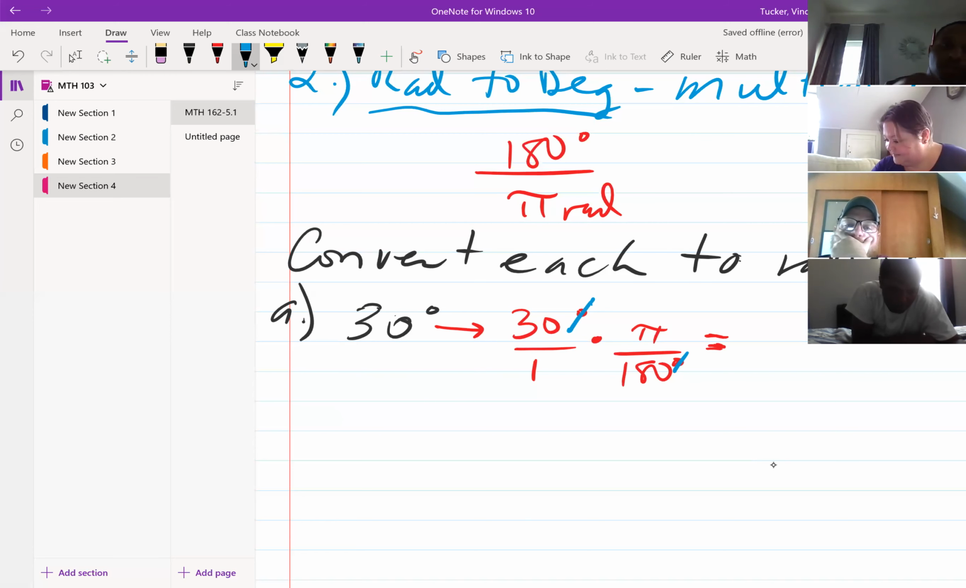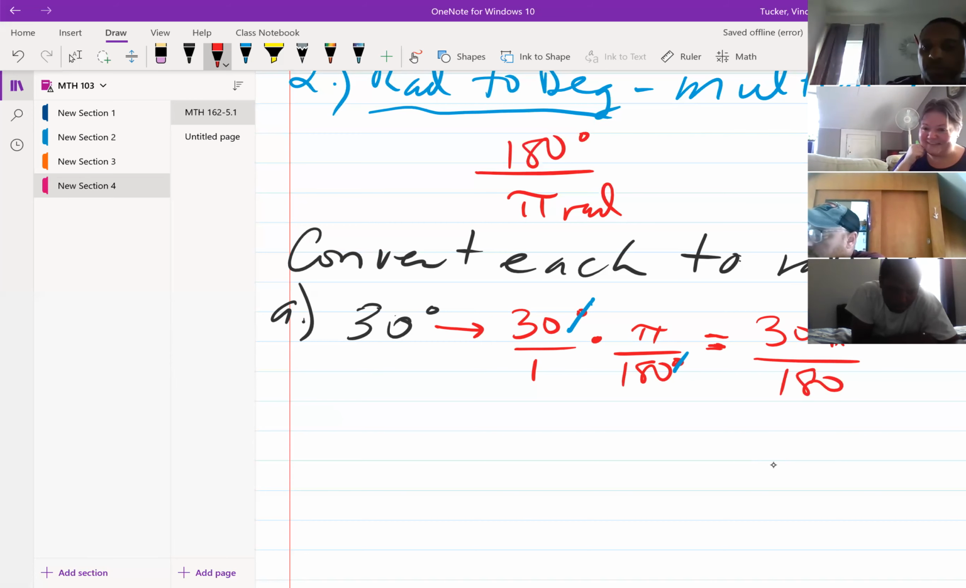If I multiply across, 30 pi over 180. That should be radians right here. I just didn't write it beside the pi, but I'm actually in radians right now. Now, don't confuse the fact that we're using pi and associate that only with radians. Just because I have pi does not mean I'm in radians. That radian goes along with the pi in this conversion, because we had degrees and radians. But just because you see a pi, you cannot assume that you're in radians. It has to be established.